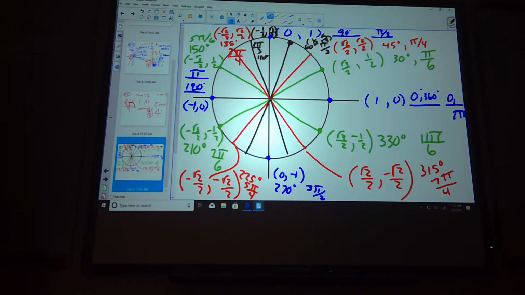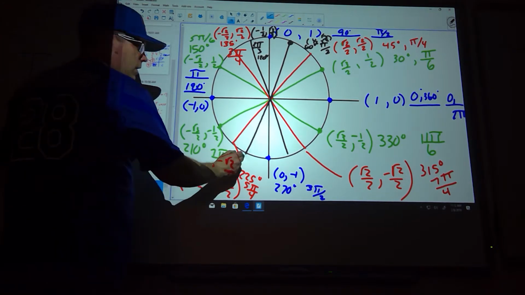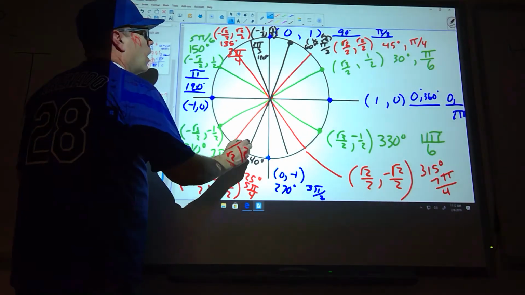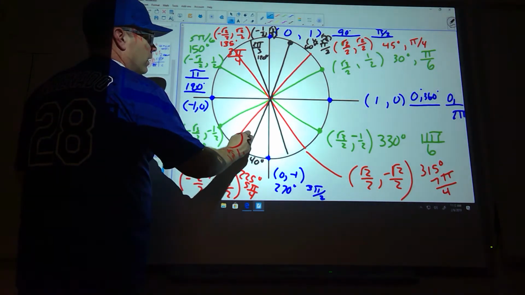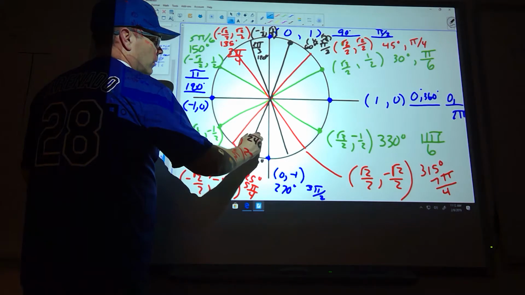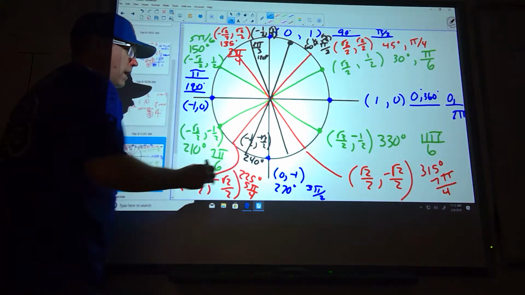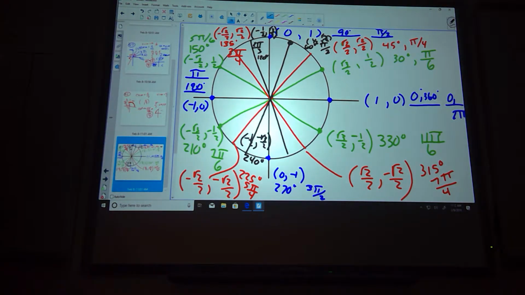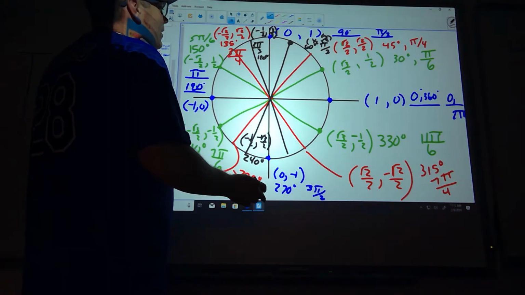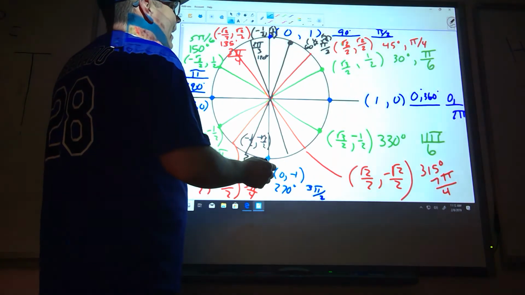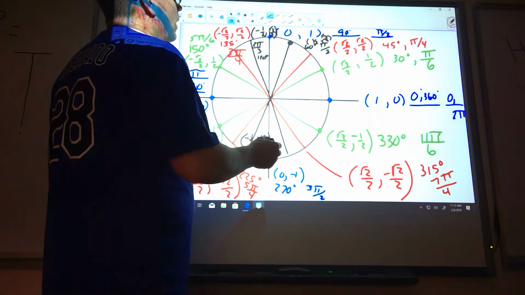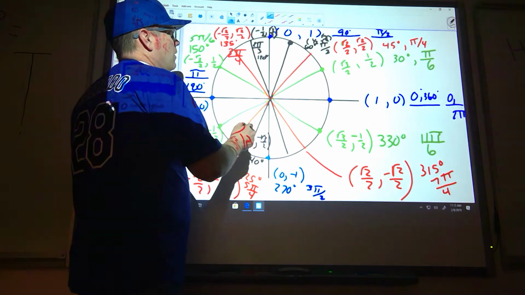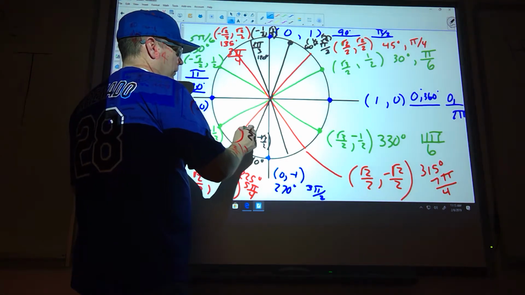This is 240. And I've got to meet both those negatives. What do I have to multiply 60 by to get to 240? 4. Sorry. So that's going to give me 4 pi over 3.